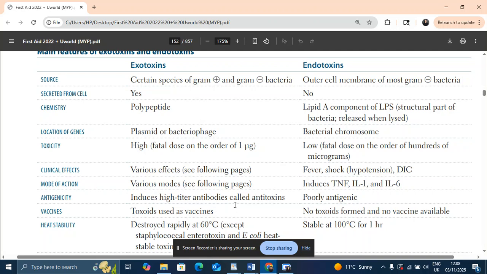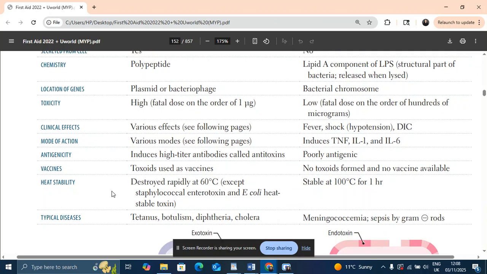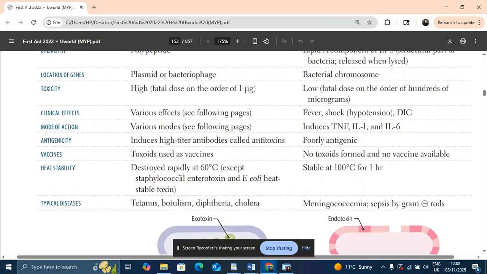As compared to exotoxins, endotoxins are poorly antigenic, and they cannot be used as vaccines. We cannot form toxoid vaccines from endotoxins. Exotoxins are rapidly destroyed by a temperature of 60 degrees centigrade. That means they are heat labile, while endotoxins are heat stable. They can survive up to 100 degrees centigrade.